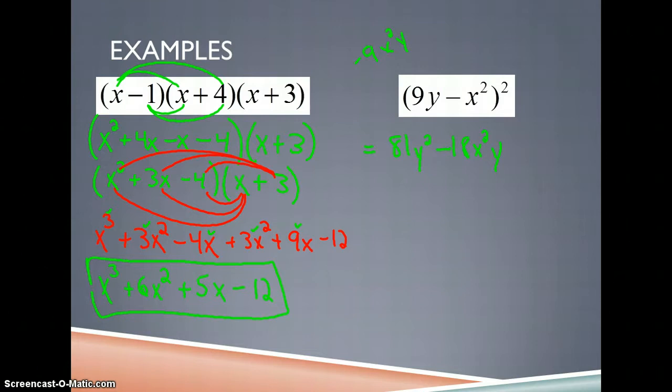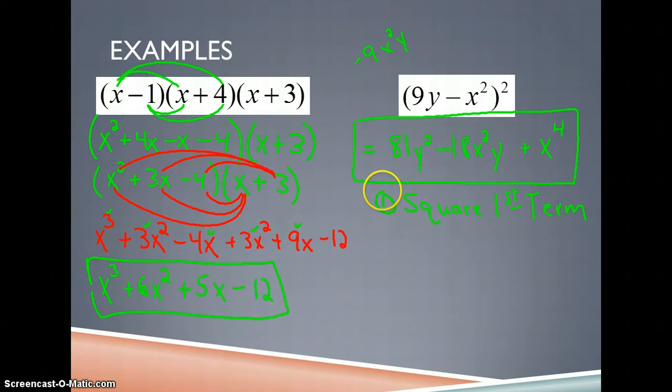And then our last step would be to square the last term, which gives us plus x to the 4th power. That would be your final answer for this problem. Again, square the first term.